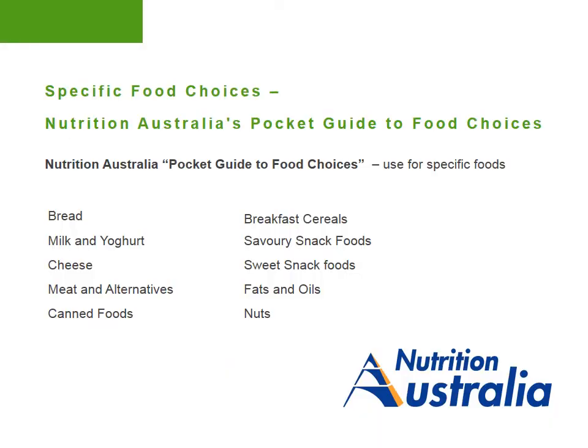When looking at specific foods, the Nutrition Australia Pocket Guide to Food Choices is a wonderful resource. Slightly more in depth than the Live Lighter Wallet Card, it provides the maximum and minimum amounts of specific nutrients per 100 grams or millilitres for good health per product. The foods chosen include bread, breakfast cereals, milk and yoghurt, cheese, meat and alternatives, canned foods, savoury and sweet snack foods, fats, oils and nuts.